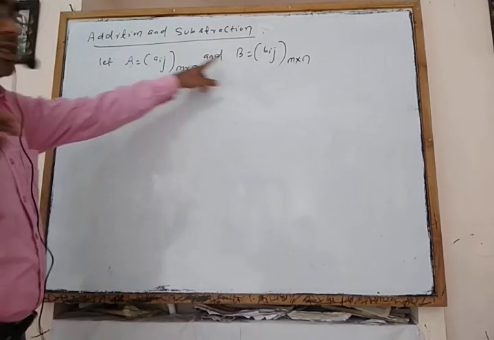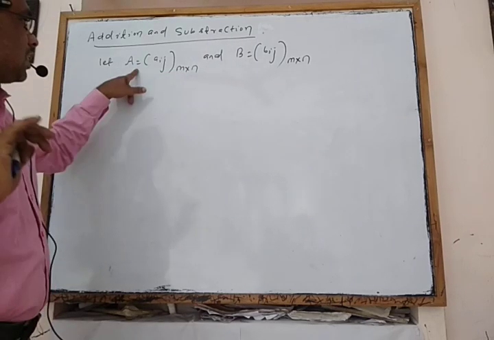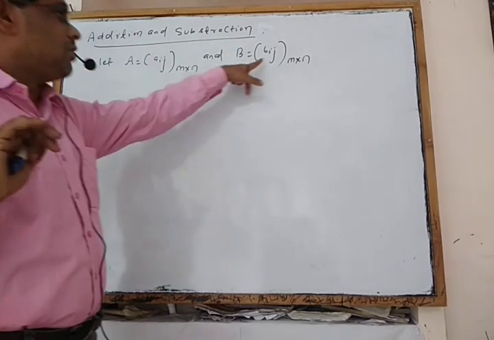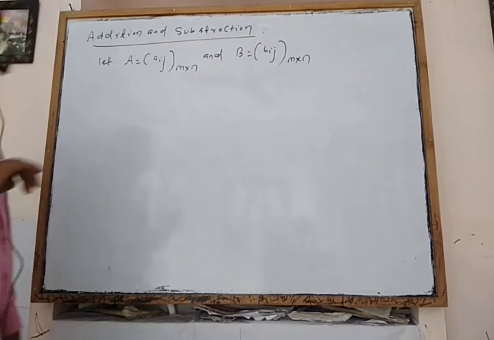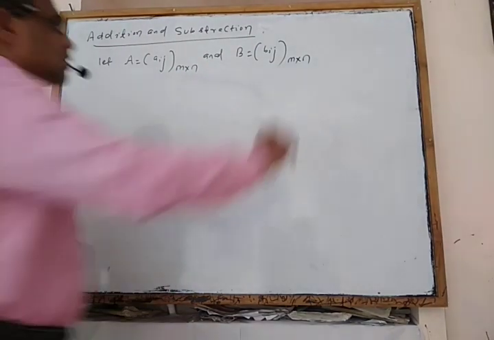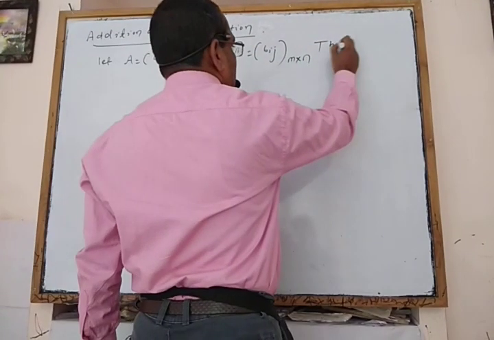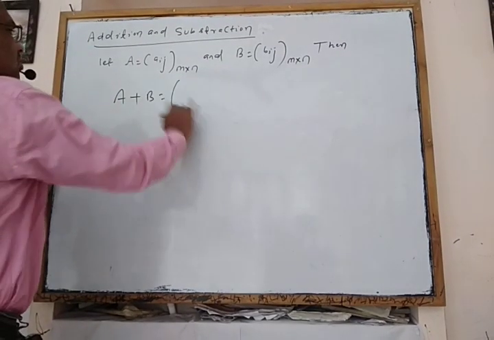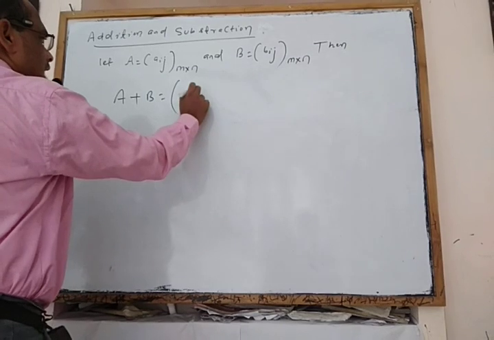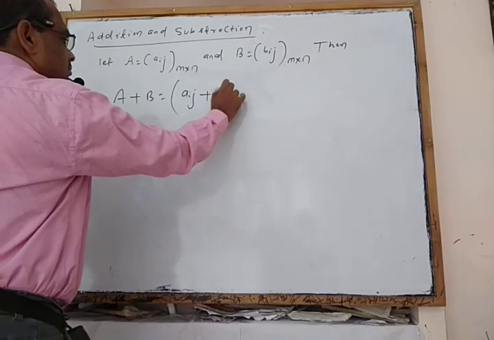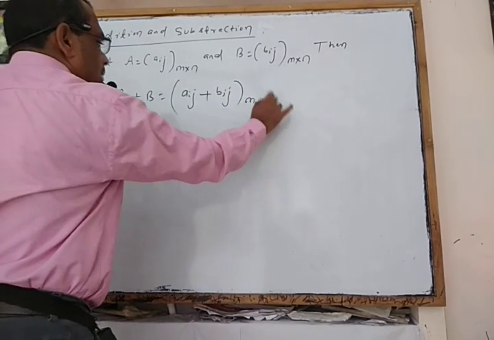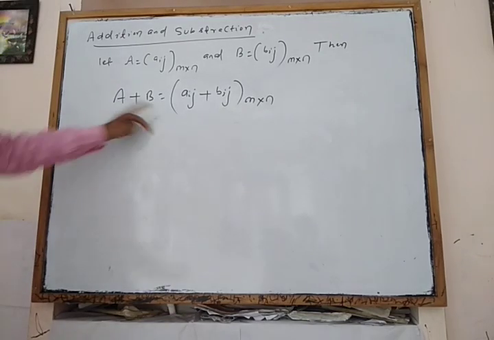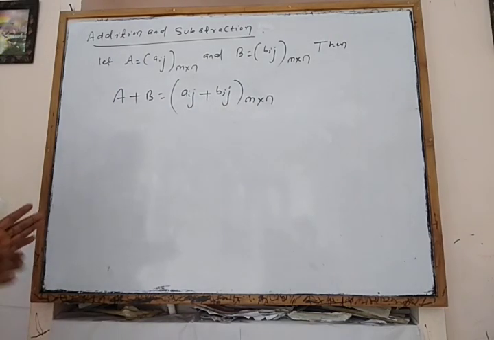So we take the example of the same order of the matrix. Let A equal to Aij be a matrix of order m cross n and B equal to Bij be a matrix of order m cross n. Then A plus B is equal to Aij plus Bij of order m cross n. So addition will be obtained by adding the corresponding elements of both matrices.